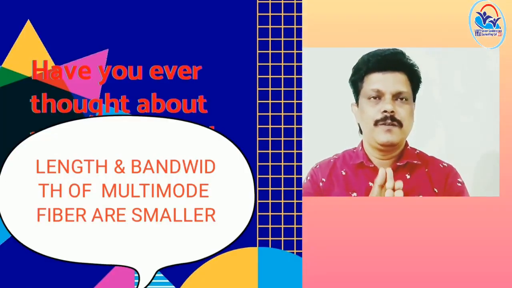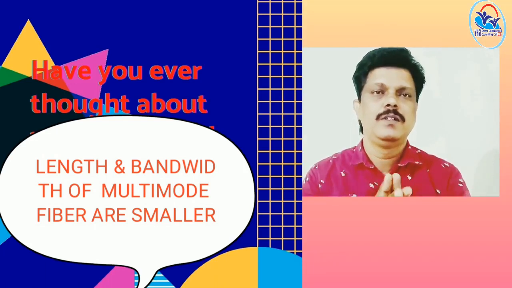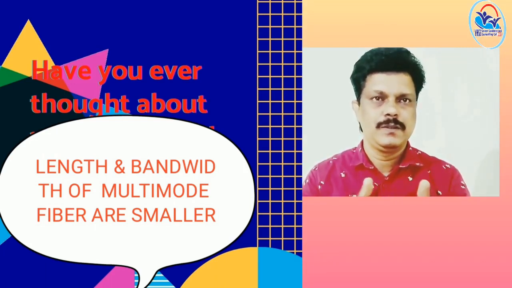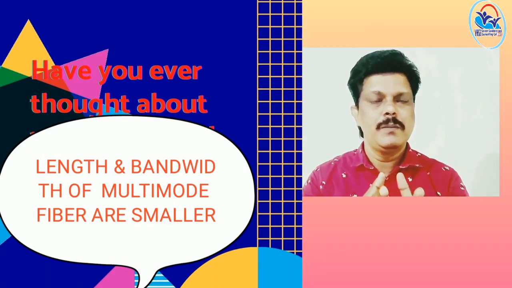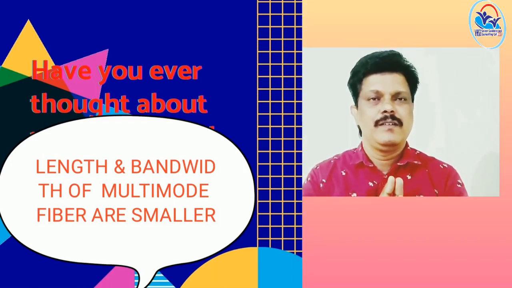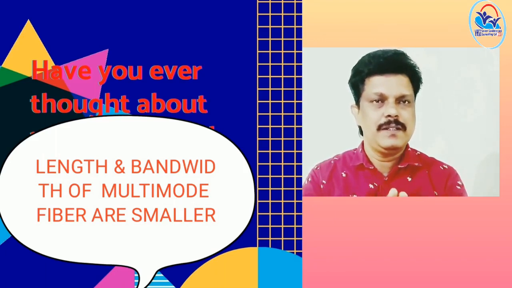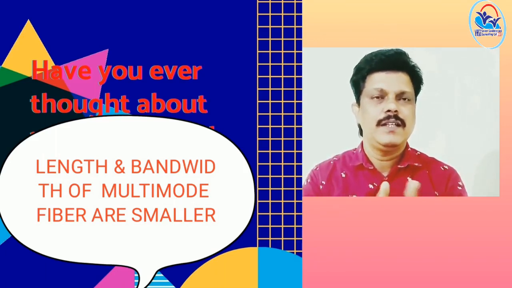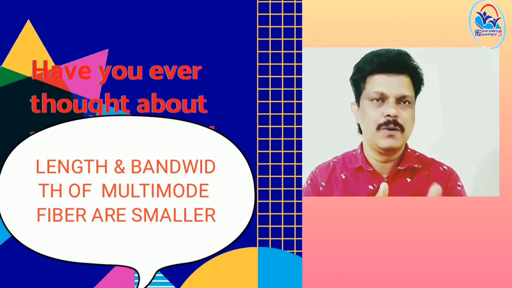In the case of single mode fiber, only one mode travels through the optical core. So, there will be minimum distortion due to pulse spreading. Whereas in the case of multi-mode fiber, there are a number of modes traveling through the core and hence the pulse spreading also will be more.